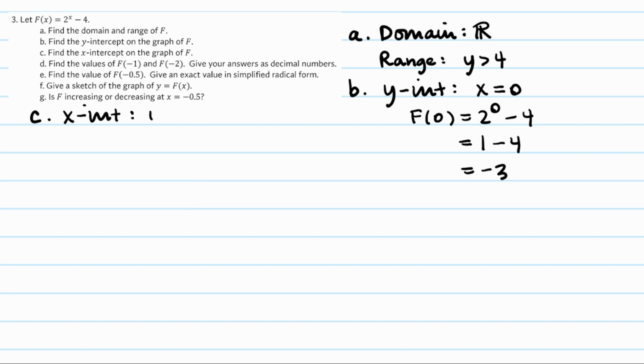The x-intercept is going to happen where y is equal to 0. Okay, so I set y equals 0. So 0 equals 2 to the x minus 4. And I'm going to try to solve this as best I can.